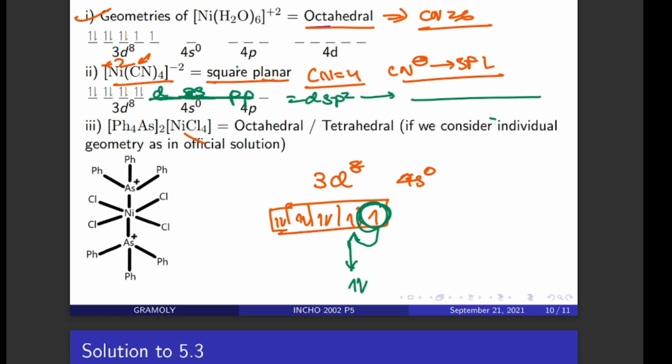Secondly, we have to draw the geometry of this particular compound. Let's just break it into two halves. It's basically an easy question, only the complexity is an issue.